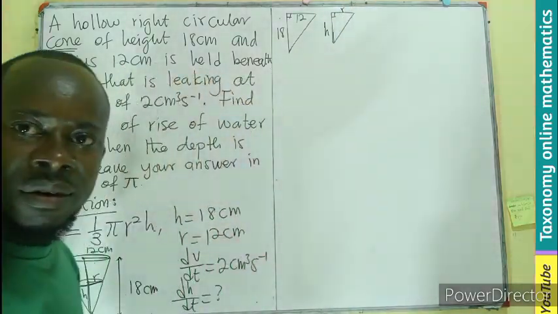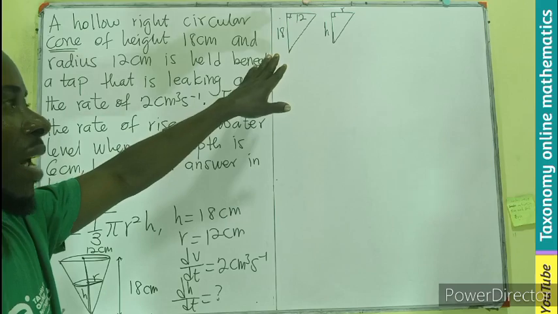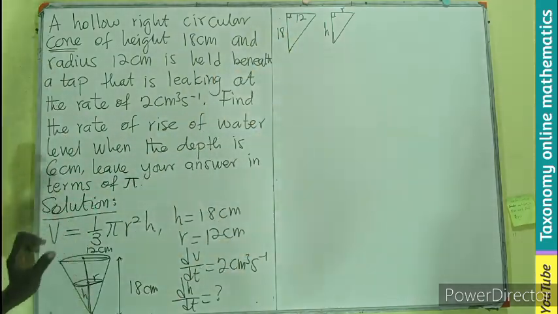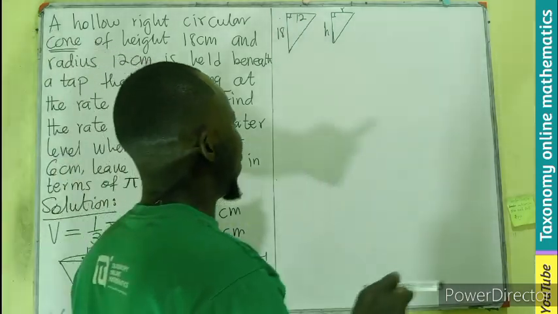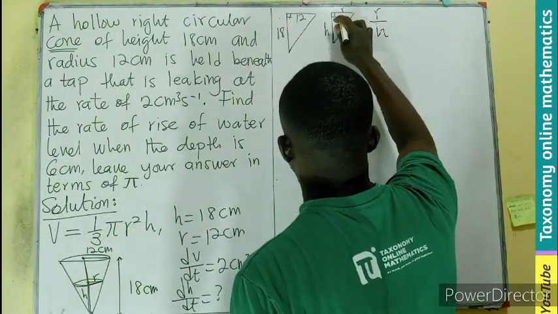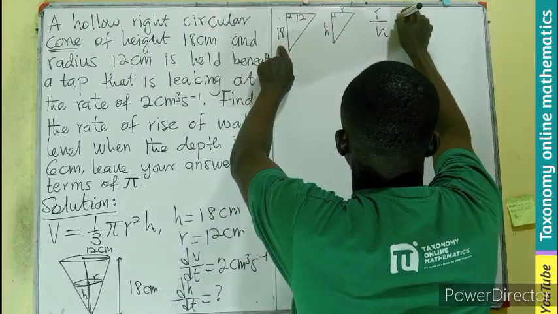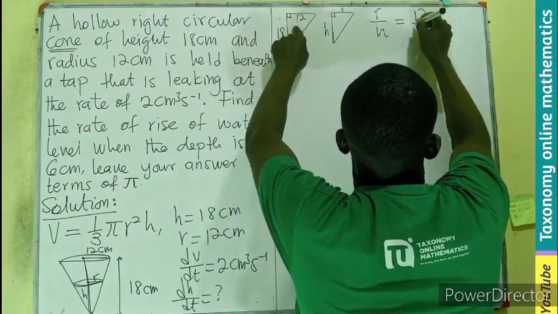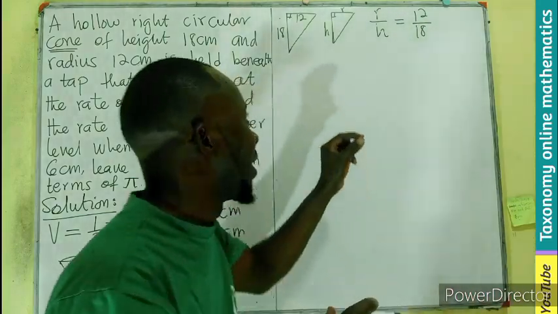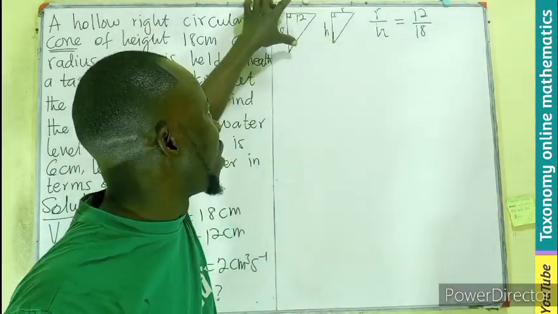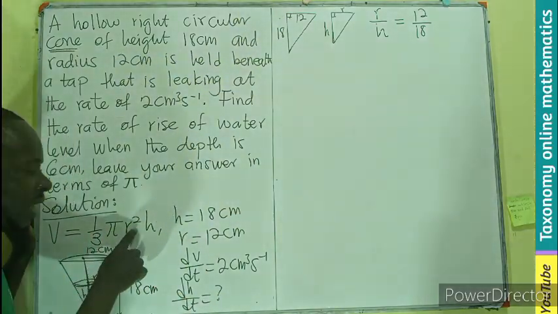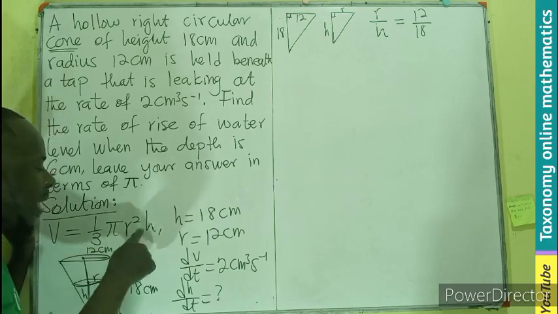Right? We can see that these are similar triangles. The smaller one is enlarged to give us the bigger one. So we can find a ratio of that. So R as a radius divided by the height will be equal to 12 over 18, in the sense that we are looking for the scale factor that enlarges the smaller one to give us the bigger one, so that we can express R in terms of H or H in terms of R.